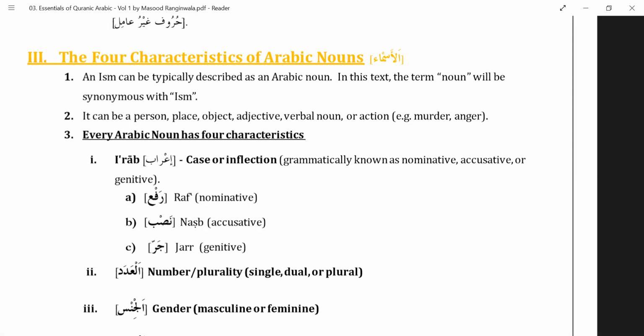Then we started studying each of them in detail. We haven't reached fi'l or harf yet. That's a long way to go. So we are going to do ism for a couple of more lessons. So ism plural is asma, as you can see now on the screen.